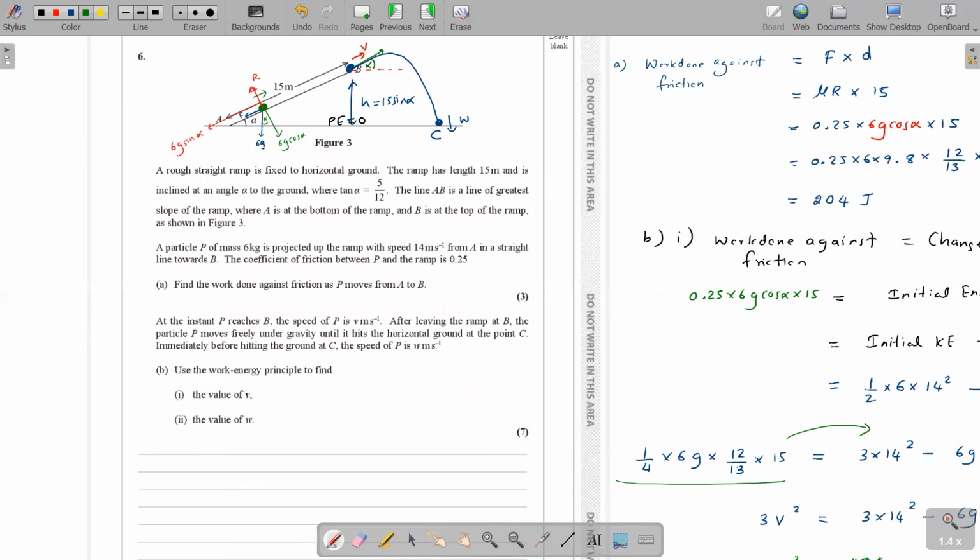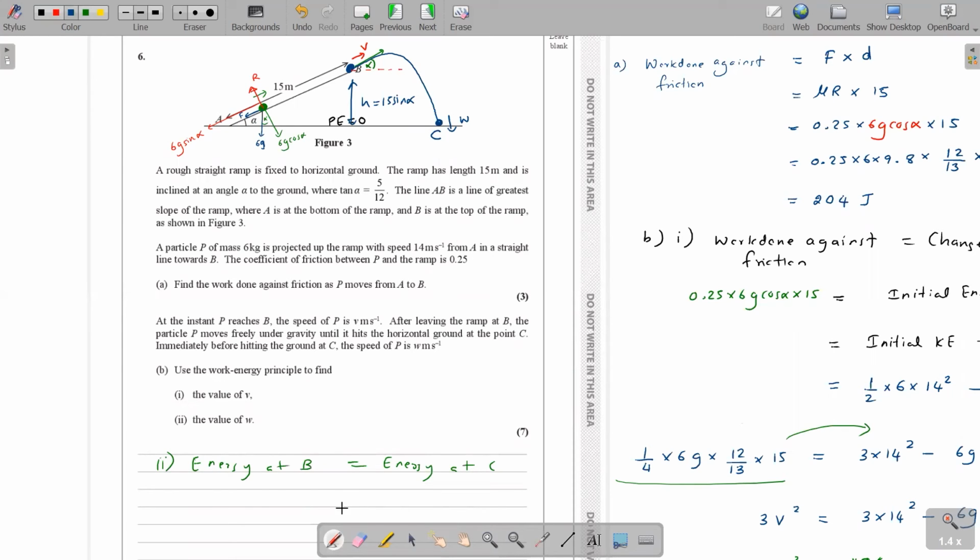Basically, whatever the energy you have at B is equal to the energy you have at C. And energy is a scalar quantity, which means, does it matter about the direction? At B, you have the velocity in this direction. At C, it's in a completely different direction. But energy is scalar, thereby it does not matter. The directions do not matter.